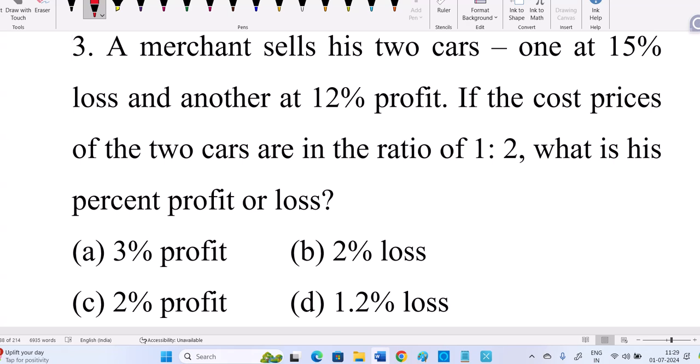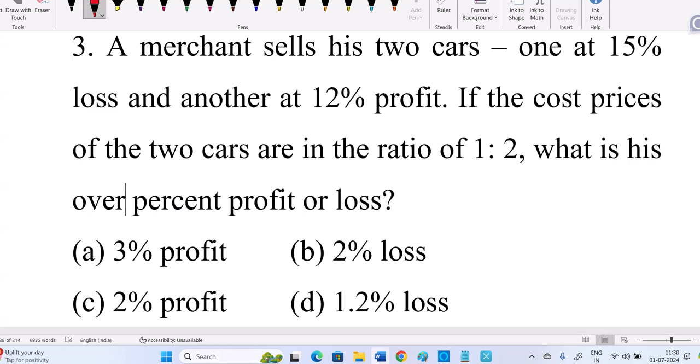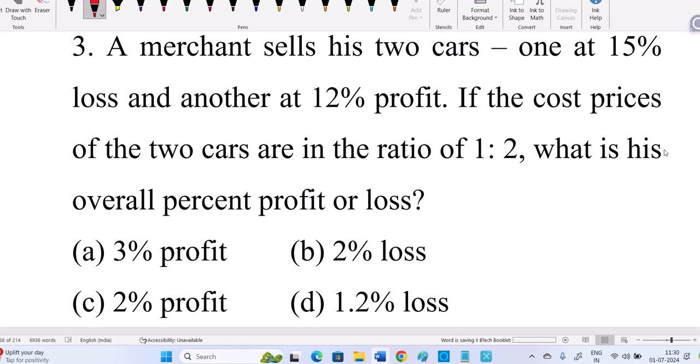They want to know what is his overall percentage profit or loss. Overall means combined, both combined. First one with loss, second one with profit. The overall profit or loss is the question.